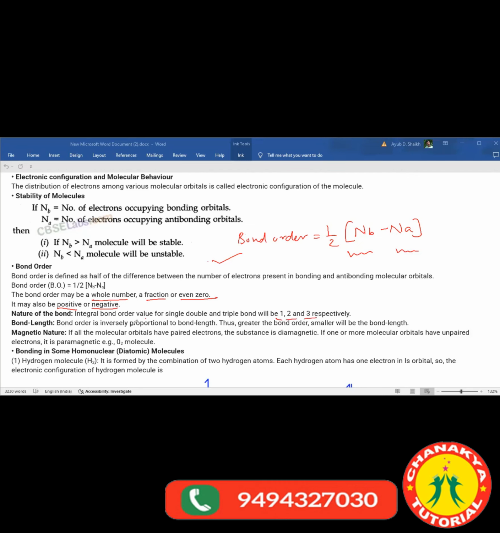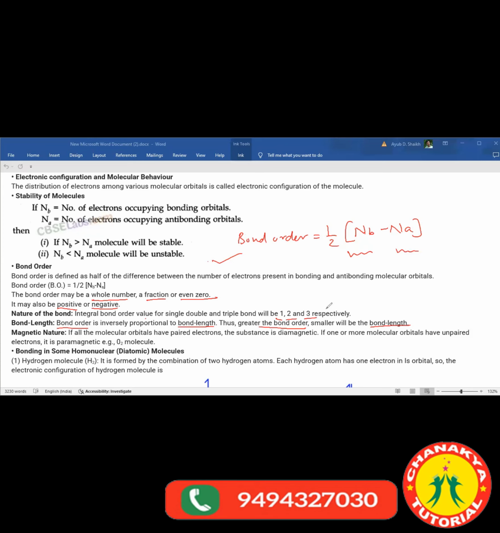Now bond length. Bond order is inversely proportional to bond length. The greater the bond order, the smaller the bond length. Multiplicity of the bonding will decrease the bond length. A single bond is longer as compared to a double bond, and a double bond is longer as compared to a triple bond. These things you need to keep in your mind.